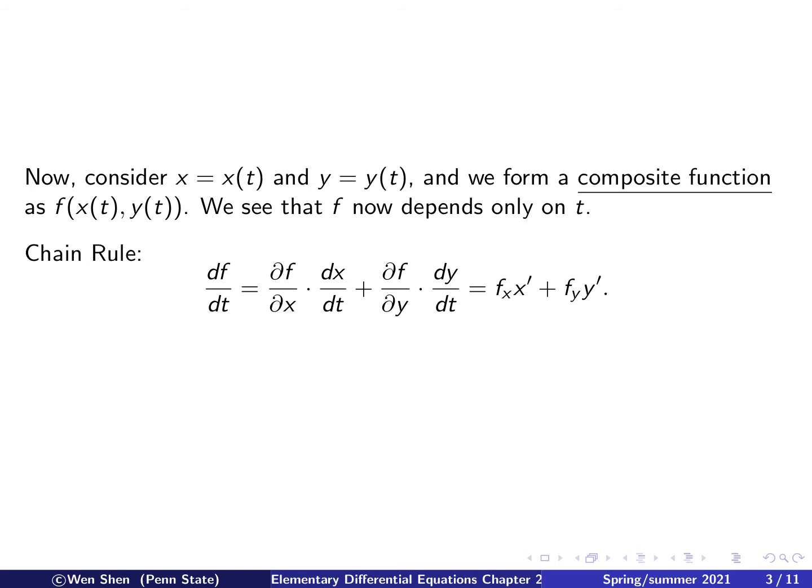We can also write it using the shorthand notation we introduced. This one is just f sub x, and this one will be x prime, because x is a function of t now. That's the notation for the derivative. And plus f sub y times y prime of t.